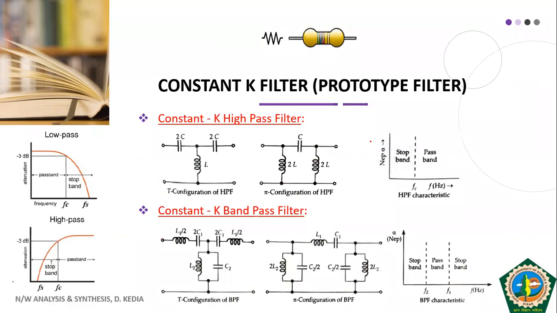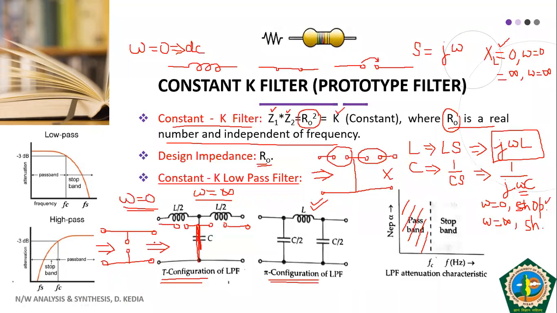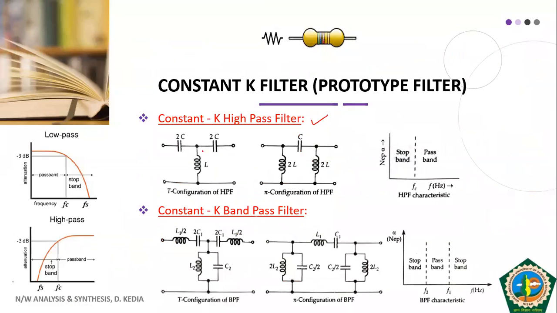So in this slide, we have a constant K high pass filter. You see, in case of high pass, your inductors and capacitors are interchanged. If I go back, see here we had inductor in the series arm and capacitor in the shunt arm. Whereas in case of high pass, we have capacitors in the series arm and inductor in the shunt arm. So this is T configuration. Similarly, we have pi configuration.